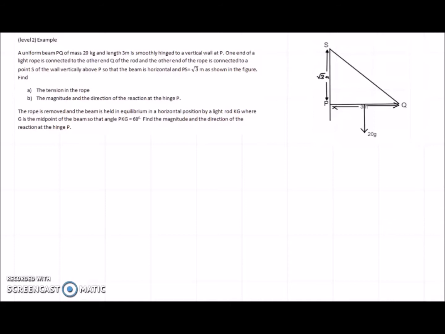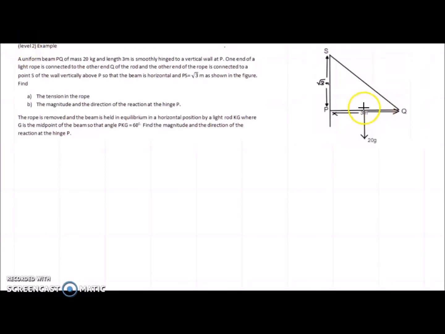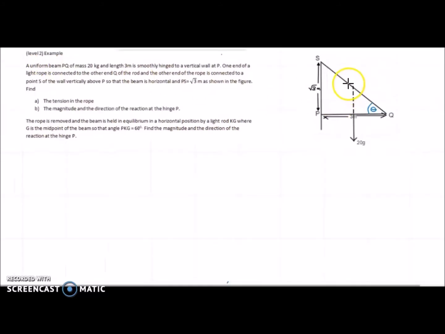The length of PS is √3 meters. This is in equilibrium with PQ horizontal. In part A of the problem, we are asked to find the tension in the rope first. Let this angle PQS be theta. Let the tension in the rope be T.